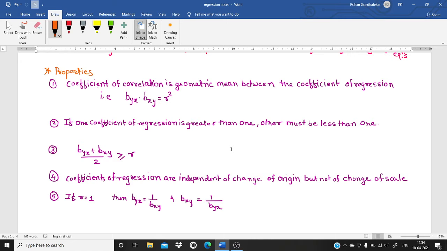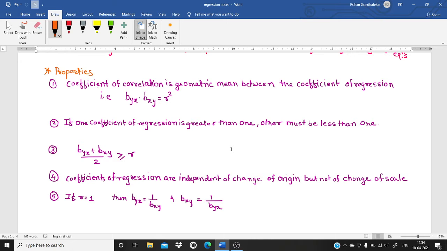The second important property is that if one coefficient of regression is greater than one, the other must be less than one. That is very important. If one of them is greater than one, the other has to be less than one. You don't have any choice. Even the arithmetic mean of byx and bxy should be greater than or equal to the coefficient of correlation. If this rule doesn't hold, it means you have made a calculation error somewhere.